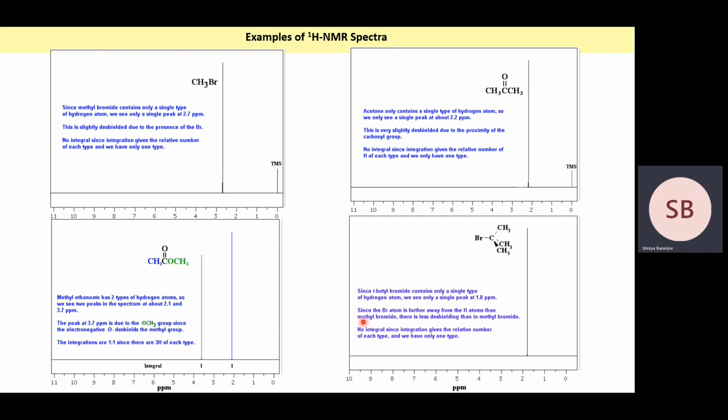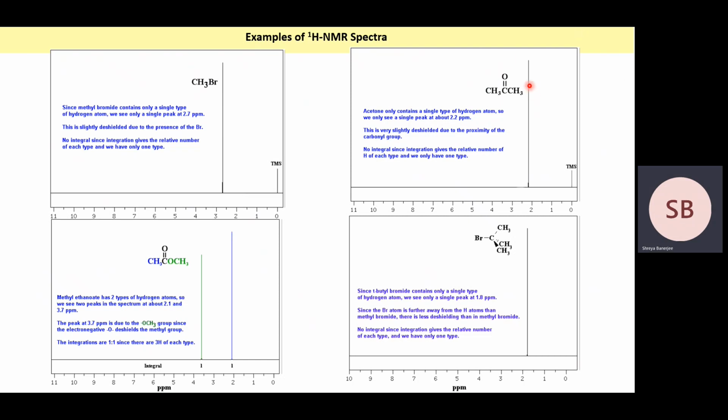We will briefly look at different examples of NMR spectra. So in CH3Br, there is a single type of hydrogen, which is this CH3 hydrogen, and so a single peak is observed. There is no point in finding the integral of this peak, because integral only makes sense when we have two or more different kinds of protons.